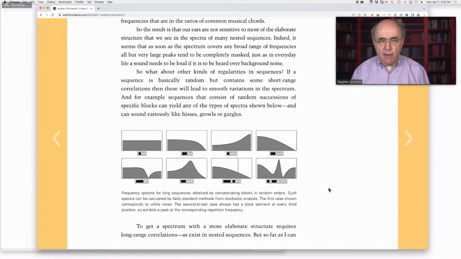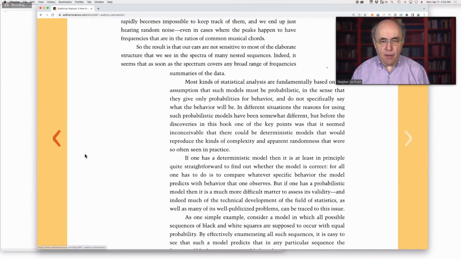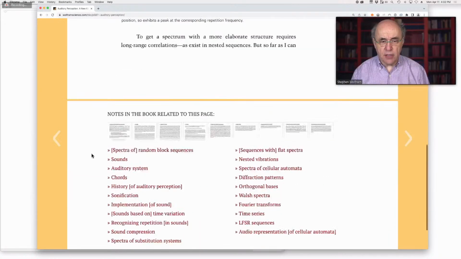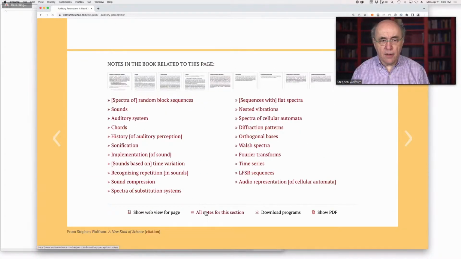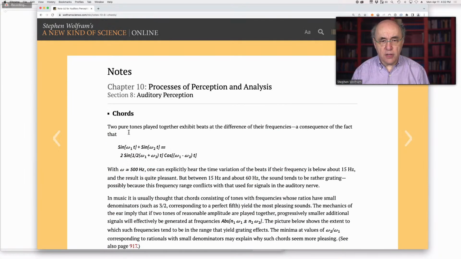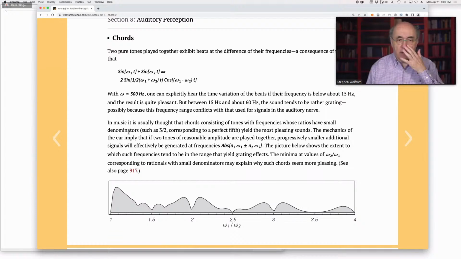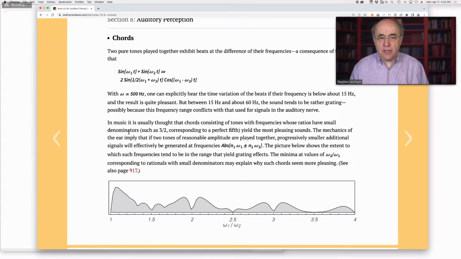Okay, this is talking about frequency spectrum from random block concatenation. Let's see. And I think I probably have some notes here. I was quite interested in the question of things like chords. And here's a question: there are some chords that sound better than others. Things like a major fifth sound good.